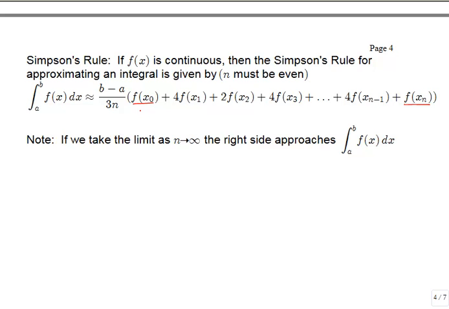The pattern for these coefficients is 1, 4, 2, 4, and then it alternates 2, 4, 2, 4, etc. until it ends with a 4 for the second to last piece and then a 1 for the very last piece. So it's 1, 4, 2, 4, 2, 4, etc., and then back to 4, 1 on the end. Okay, so those coefficients alternate between 4s and 2s on the inside. So this is called Simpson's rule. If you were to take the limit of this as n goes to infinity, then that whole right side would approach the true area underneath.